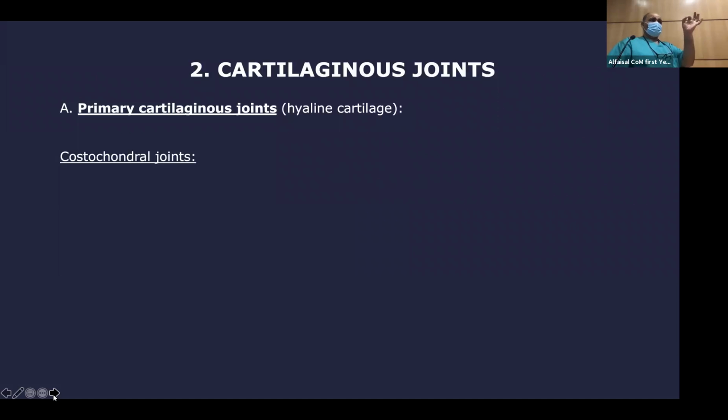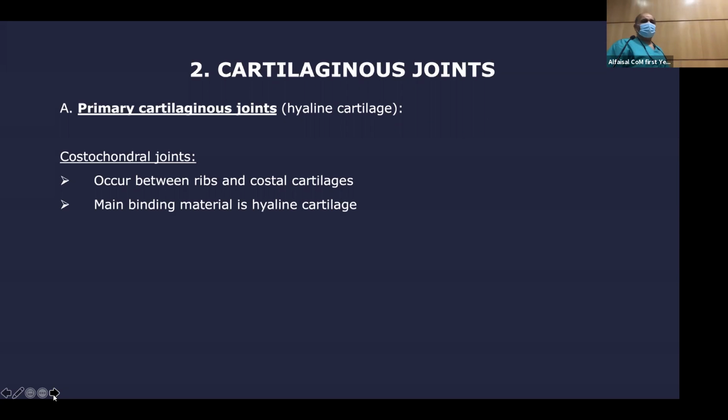The word costa means rib, and the ribs join with the front chest bone, the sternum. They make the costochondral joint, which occurs between ribs and the costal cartilages. How my ribs join with this bone in the front of my chest, behind which my heart lives, that union between my rib and the sternum is through these costochondral cartilages, and very little movement occurs here. That's another example of primary cartilaginous joint.